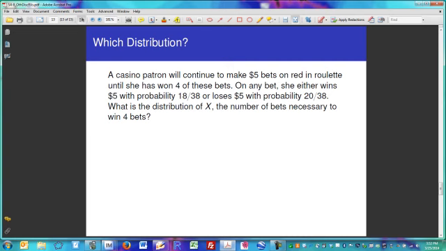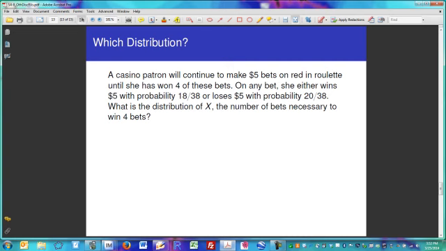So right away in this problem, it's probably worth noting that the $5 doesn't have anything to do with it. It's simply a distractor. We want to know the distribution of X, the number of bets she has to place necessary to win a total of 4 times.